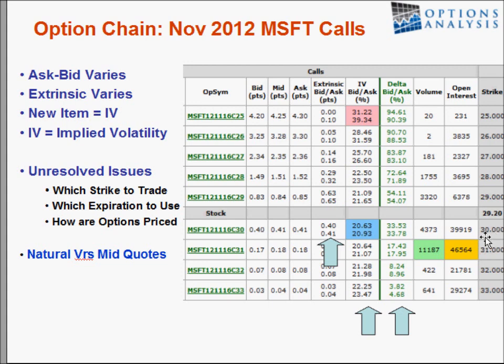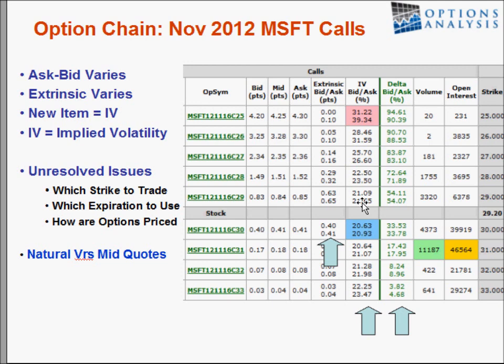Strikes above 29, like 30, are entirely extrinsic, and strikes below 29 become less and less extrinsic. The 25 strike call option, for example, is almost all intrinsic value. You pay very little extra money to trade those call options. They're called deep in the money options. The strikes over here at 33 are called far out of the money options, and the strikes that are near where the stock close is are called at the money options.